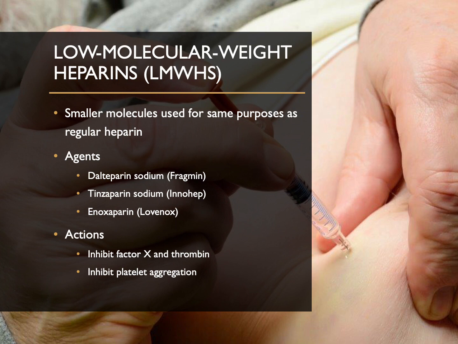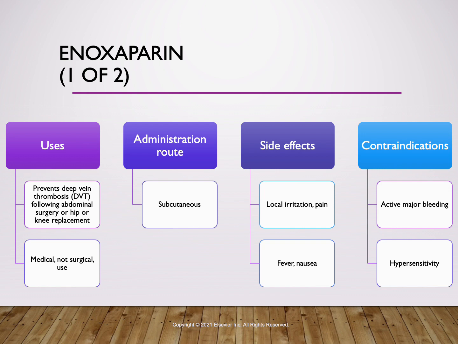And some examples of low molecular weight heparins include Fragmin, Innohep, and Lovenox. Enoxaparin is the most commonly used to prevent postoperative DVTs following abdominal surgery, hip, or knee replacements. It's typically administered subcutaneously, and it has medical uses, not surgical ones. It also should not be given with other anticoagulants like aspirin.